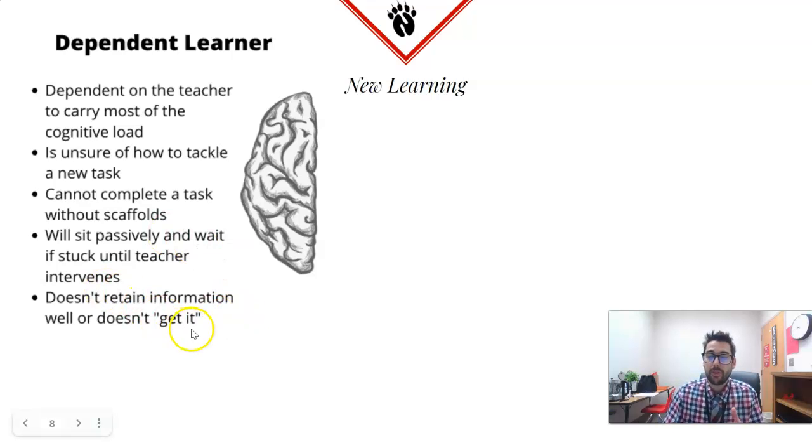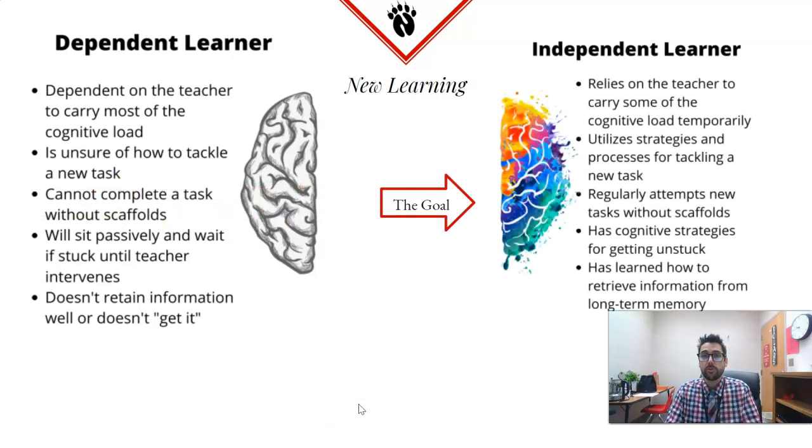And then it's not that they're not really retaining the information, right? They don't get it. And that may be because they're waiting for somebody to help push them and help get them what they are supposed to do. And so our goal as a school here is to be independent learners. We want them to rely on the teacher a bit, but not completely. We want them to take over the cognitive load once we've kind of got them going, if you will.